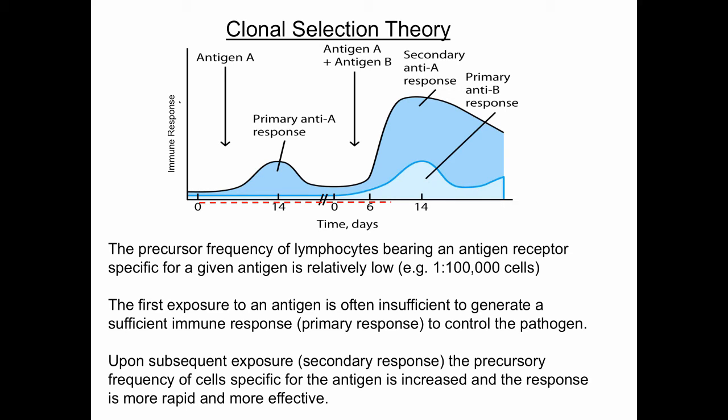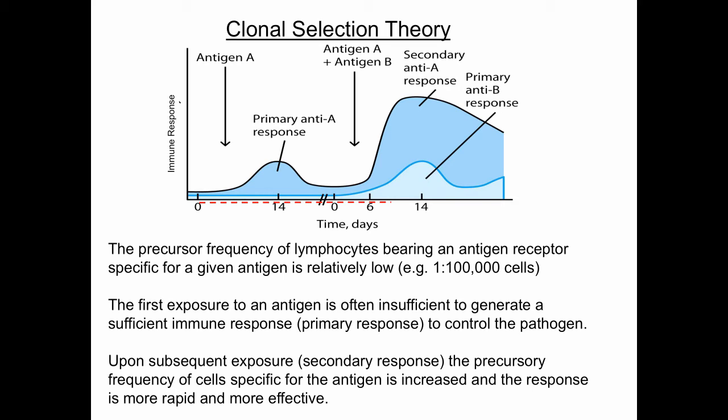That refers to initial activation of lymphocytes that have receptors for antigen A. What you can see on this curve is that this primary immune response to antigen A is relatively slow. It takes a long time to develop, is relatively small, and decays within a week or two. The reason it's slow and small is that the precursor frequency of lymphocytes bearing a receptor for any individual antigen is relatively low. For example, on the order of 1 in 100 cells may have an antigen receptor specificity, let's say, for an antigen associated with the influenza virus.